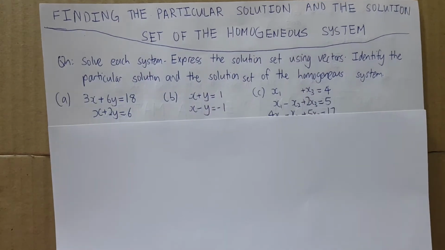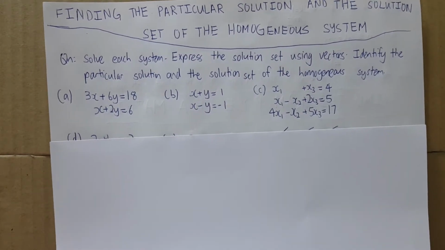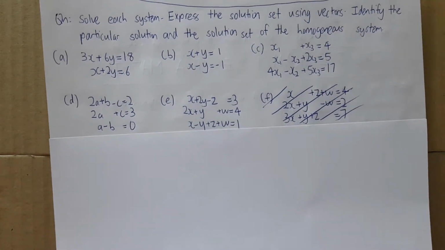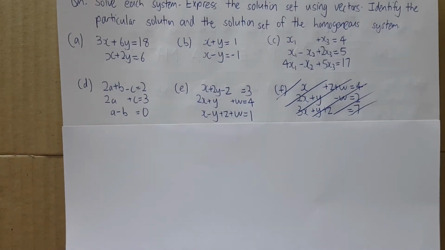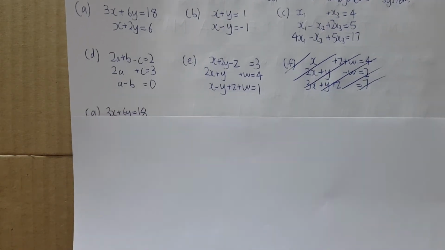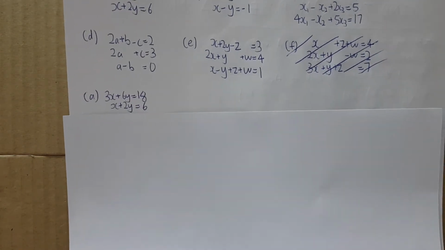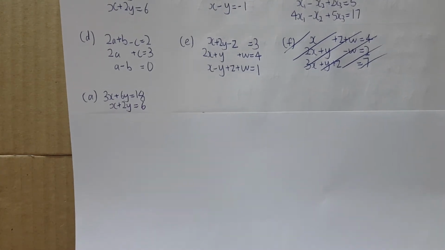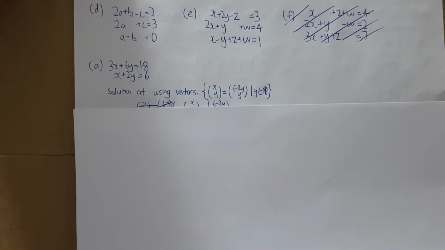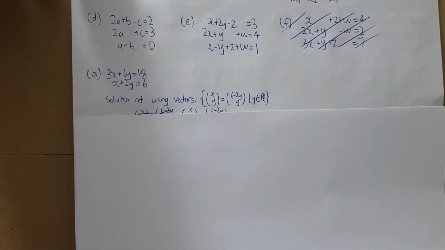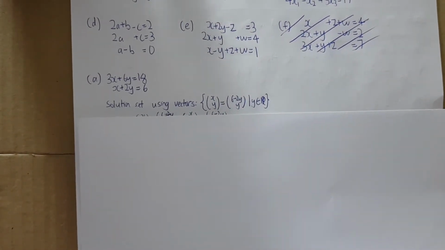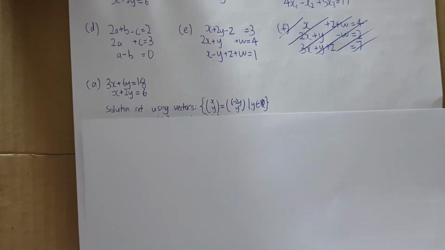I guess earlier on in our lesson we have already covered these parts, so I will not go into detail on the working of how we actually get the solution set. I will just reveal the solution set first. For the first one, the solution set is written in this form. So this is the solution set using vectors, as you can see here.